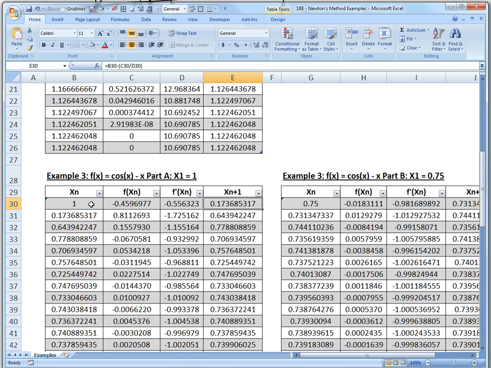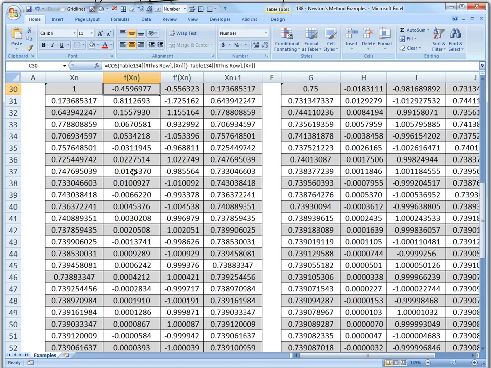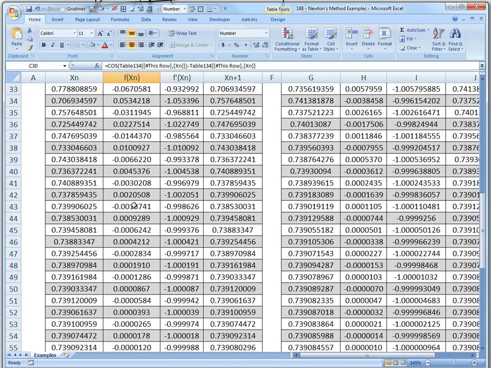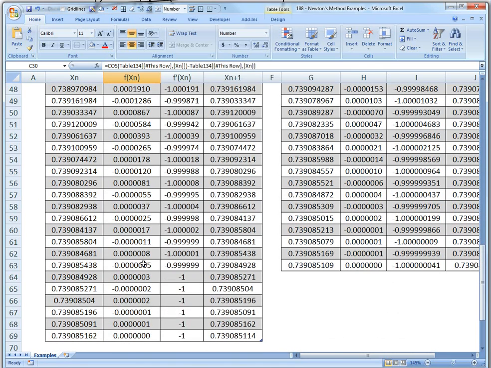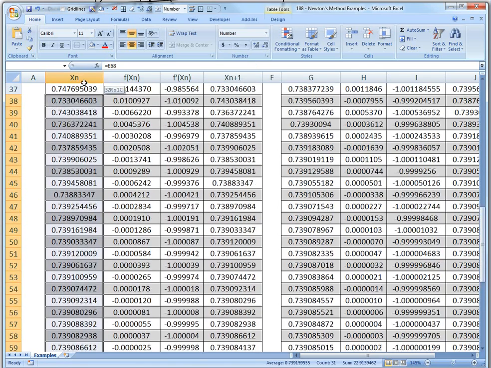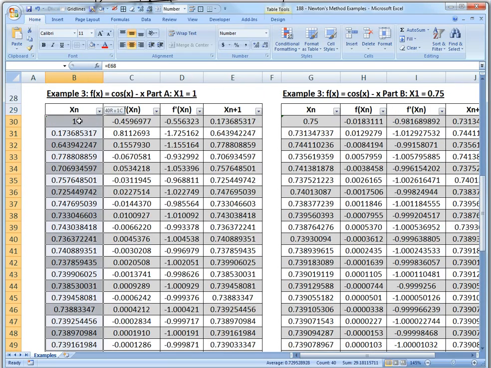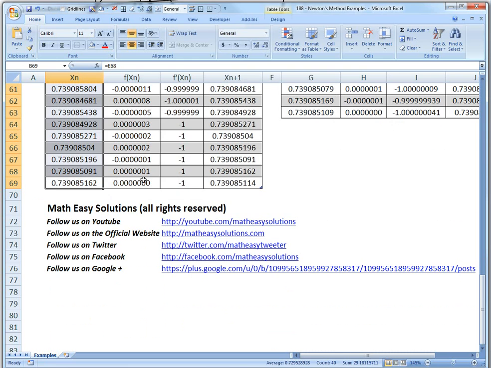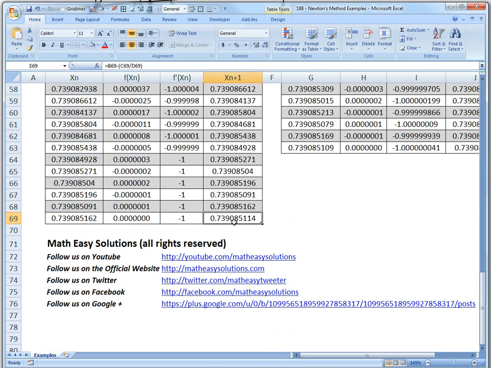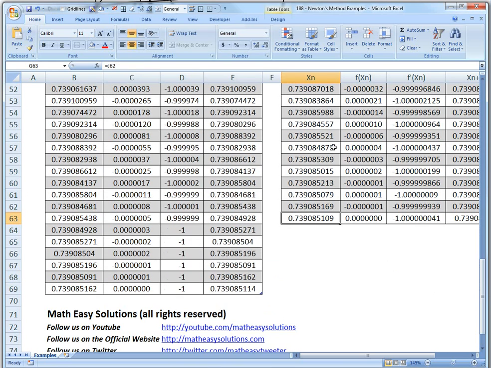So basically if we use part A, where x1 is equal to 1 here, as you can see, and this one has to equal 0, right? So as you can see, the error here is getting close, so it gets to 0 around, let me scroll up, this is count 40, so at x40 it gets to 0 here, and we get basically this number right here, 0.739085 here.